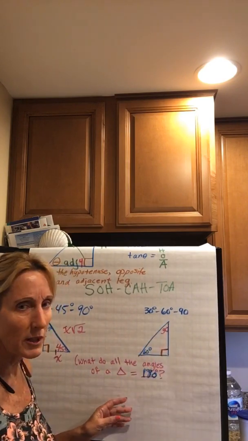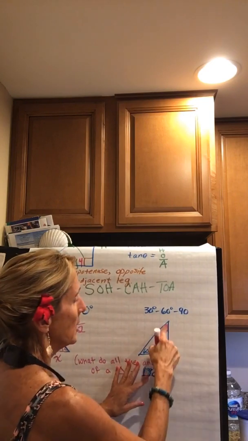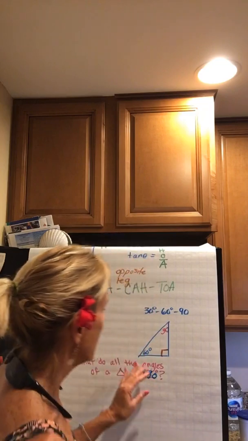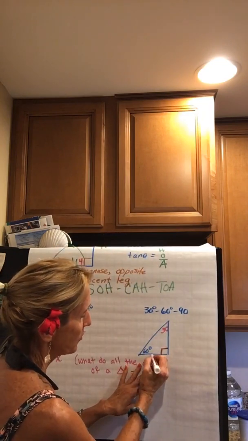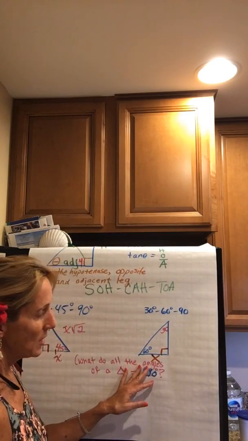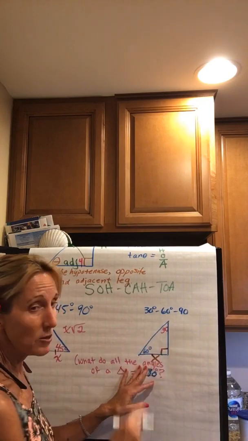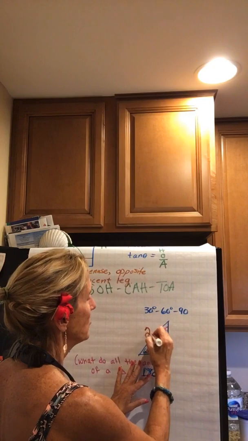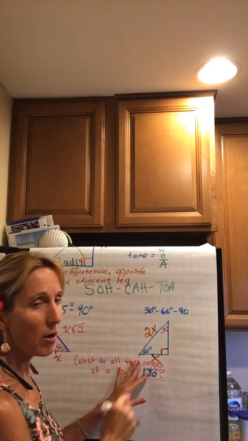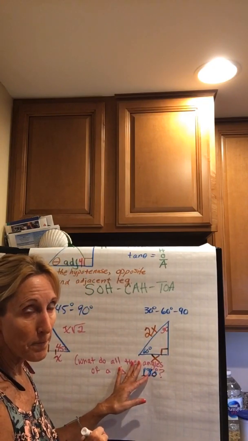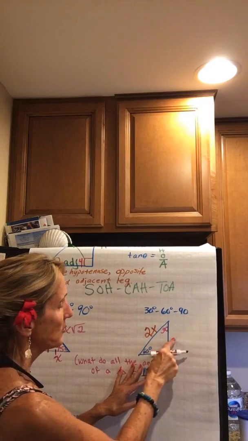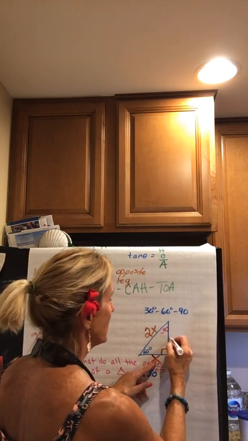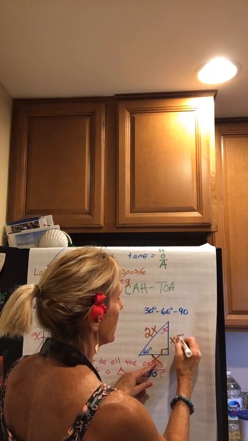So here's the marking on the 30, 60, 90. Let me get a different color so I can make sure you see it. This is always marked with an X. Then the hypotenuse is always double this. This is always twice the smallest leg. And then across from the 60, this is one no one likes, it's always X times the square root of 3.